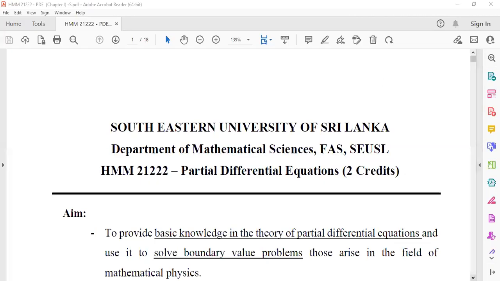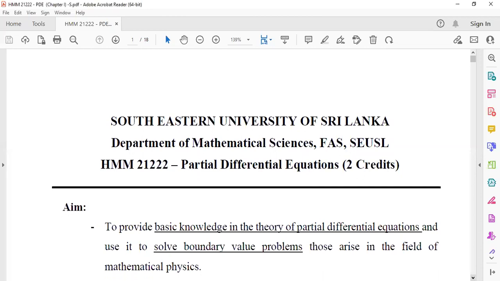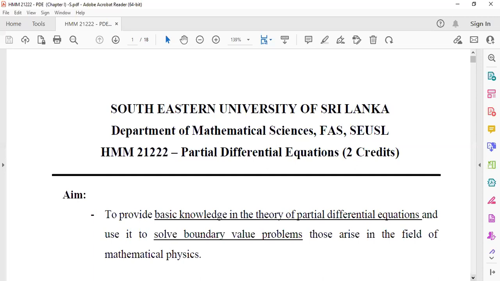Okay, let me start the course. We are in PDE, partial differential equations. I also use the abbreviation PDE every time, so you should know what I mean. I hope you all get the idea.